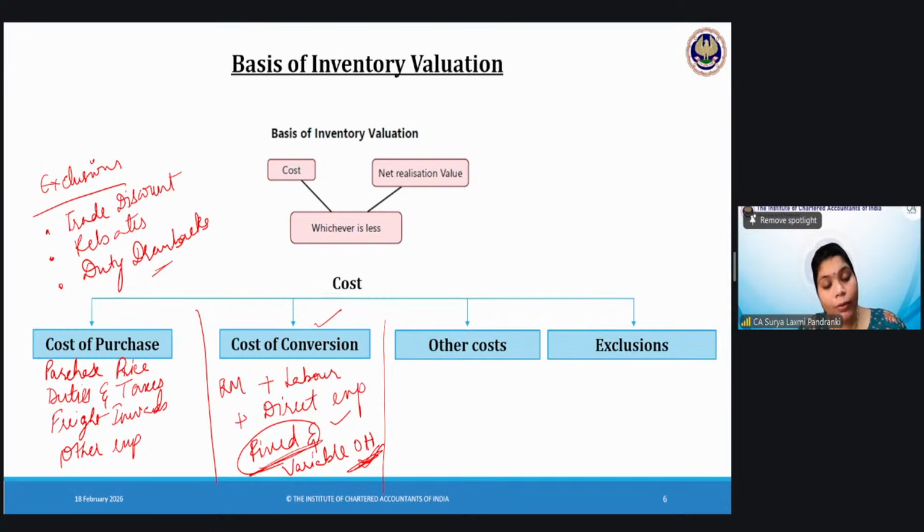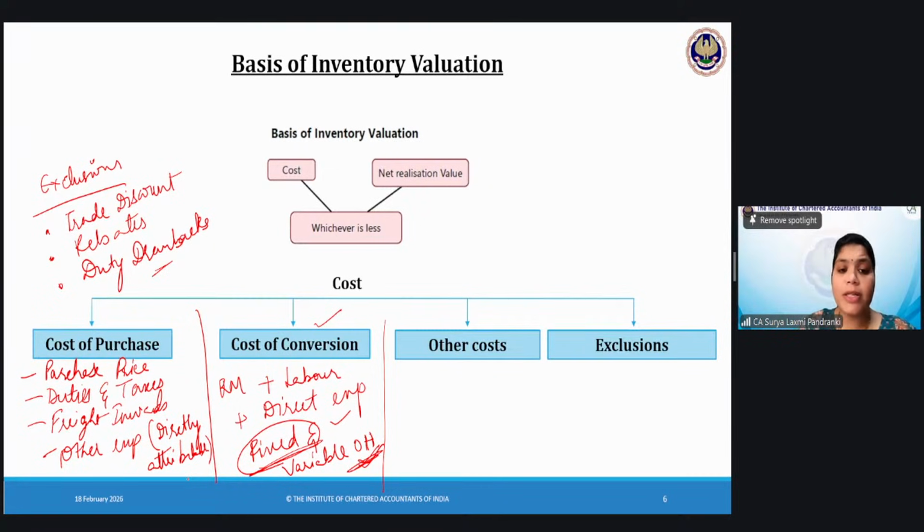If you're paying it, you can include it, but only the costs that are incurred till you bring that product to your location. After that, it cannot be included in the cost of purchase. You can include it in your trading account and other things, but here, when you're including it for the inventory valuation, you will not include it. So here for cost of purchase, we have 4 things, and then exclusions also. And I told you other expenses are directly added. Right?